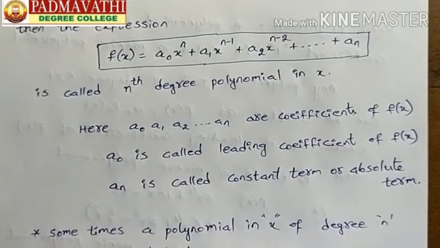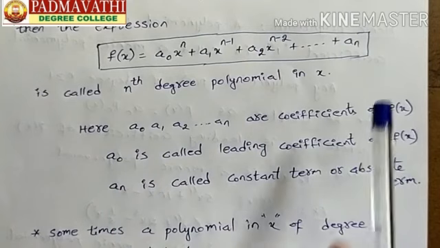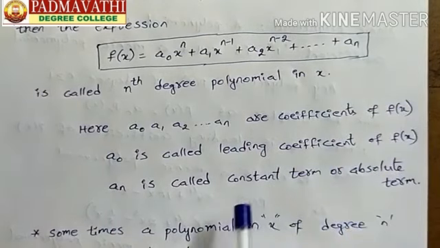And an is called the constant term or absolute term. In this term there is no variable. So that's why we call it the constant term or absolute term.